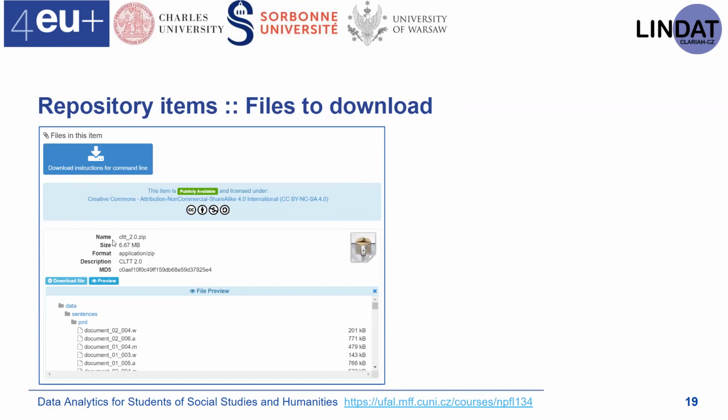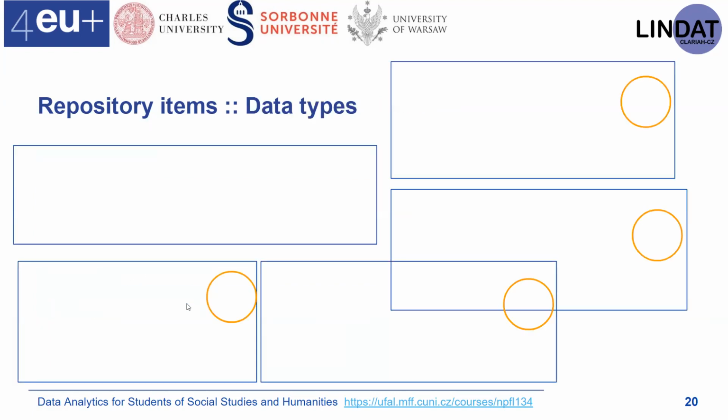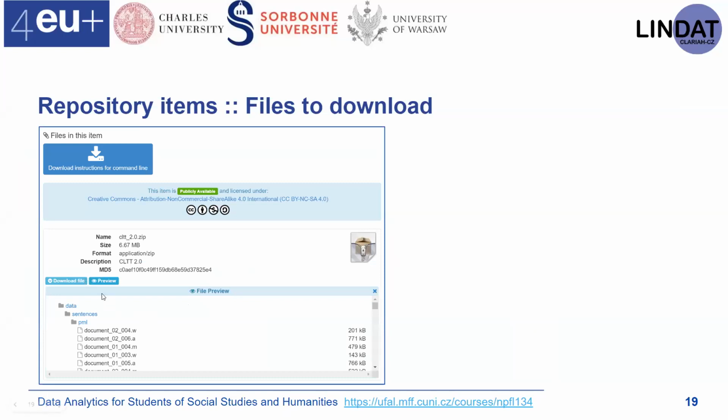So the given corpus, Czech Legal Text Tree Bank, is represented as a zip archive. Here we can read its size and other information. And even more, using the preview, we can see the structure of folders. You can have only one file to download or a zip archive, and it typically corresponds to a folder structure. Before you download the data, you can see the structure of the folders.